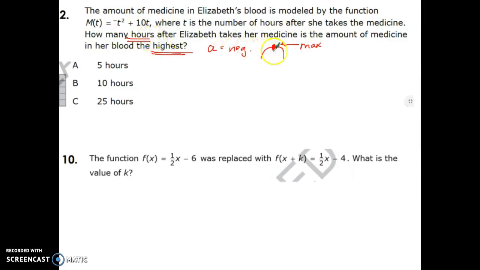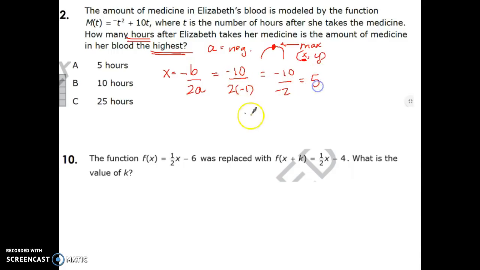So in order to find the maximum, you need the vertex. And then specifically, we want the x of the vertex because x here is our input, which represents our hours t. So all we need to do is do negative b. X is equal to negative b over 2a. Okay, so negative b, this is b. The opposite of b is negative 10 over 2, and the a here is negative 1. So negative 10 over negative 2 is 5, everybody.